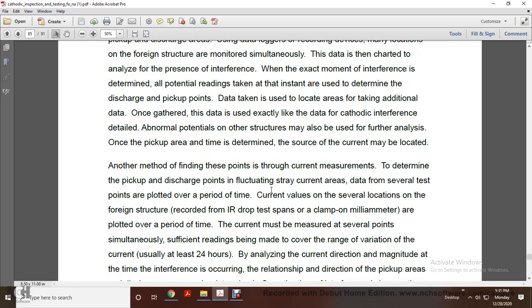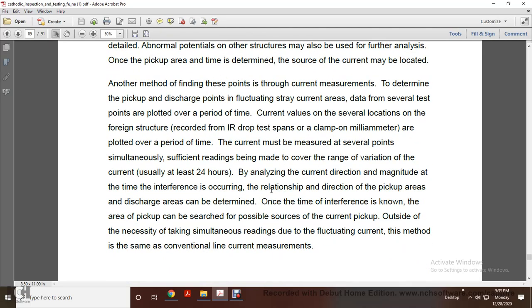Once the pickup area and the time are determined, the source of the current may be located. Another method of finding these points is through current measurement to determine the pickup and discharge points on the fluctuating stray current area, with data from several test points applied over a period of time. The current values at several locations on the foreign structure are recorded at ampere-ohm drop test bands or with a clamp-on milliammeter, all plotted over a period of time. The current must be measured at several points simultaneously.